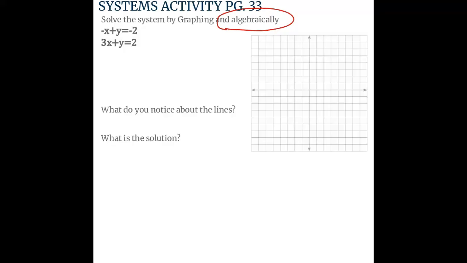Who needs some help? All right, see if you can graph them. You have to graph, and y equals mx plus b. Okay, y equals mx plus b.